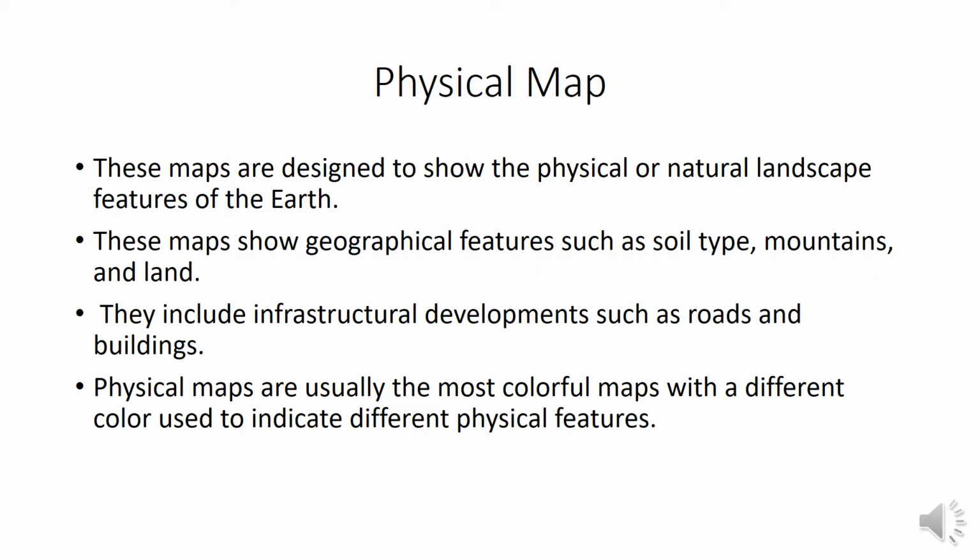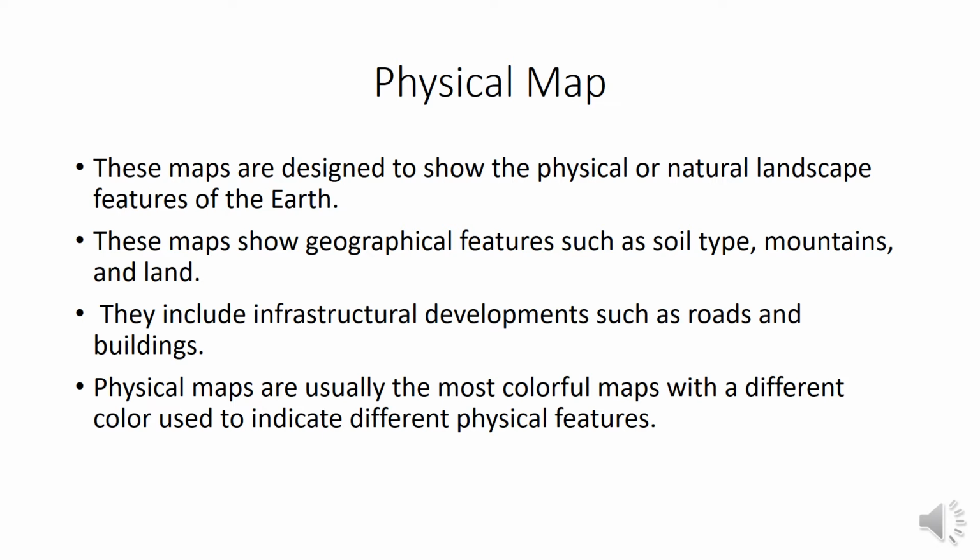Physical map. These maps are designed to show the physical or natural landscape features of the Earth, right? How high a place is, how low a place is, where sea level is, how far above sea level a certain place is, how far below, like in St. Louis, how far below sea level they are, right? They'll show a few things. They'll show soil type. It'll show, like I said, mountains, land. It'll have roads, it'll have buildings on there. But the main thing that it wants to do is to show you the physical surroundings of that area. It wants to show you how the land is laid out.